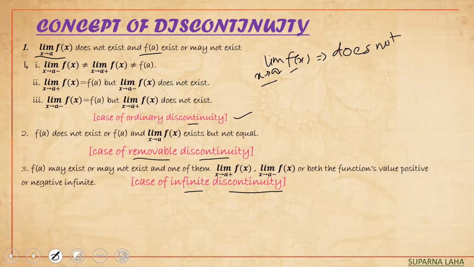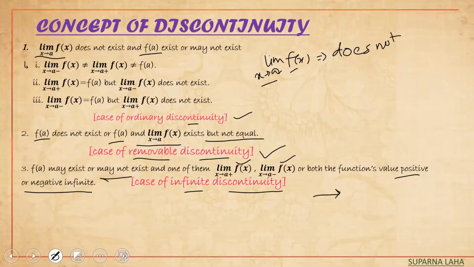It does not matter whether f of a exists or not. Now if f of a exists or does not exist, but the limiting value exists but is not equal to it, then it is removable discontinuity. And if the functional value exists or may not exist, but the left hand limit and the right hand limit of the function are approaching positive or negative infinity, maybe both are tending to infinity, maybe one of them is tending to positive infinity or negative infinity, then we will call this infinite discontinuity.